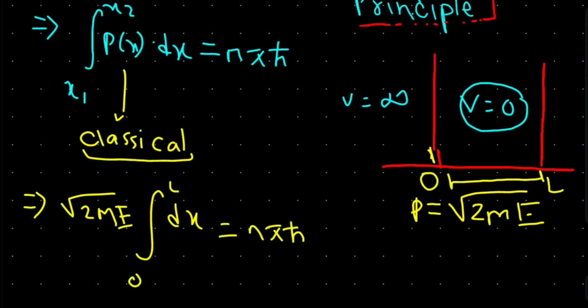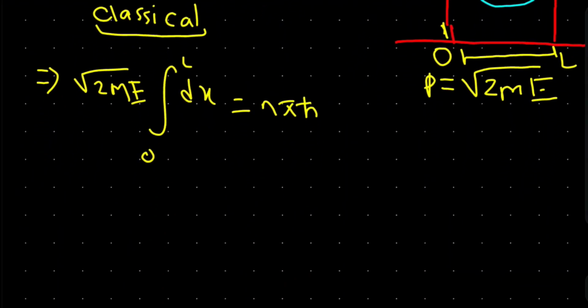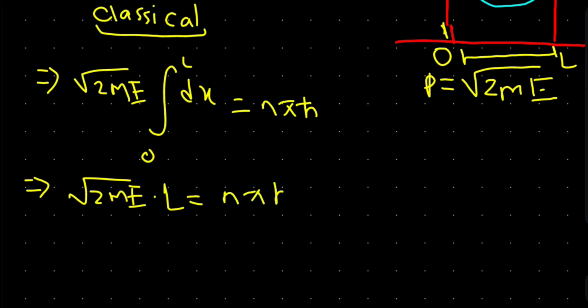The derivation of this rule, I'm going to do in another video, when we discuss the WKB approximation. You will see this rule, because it is very useful in deriving approximate solutions of the Schrodinger wave equation and its energy. So this is equal to root under 2me, this very easy integral gives L, and it is equal to n pi h bar.